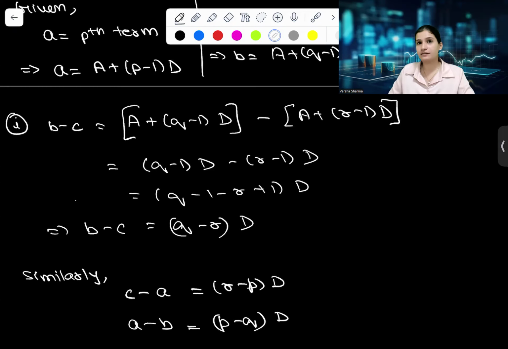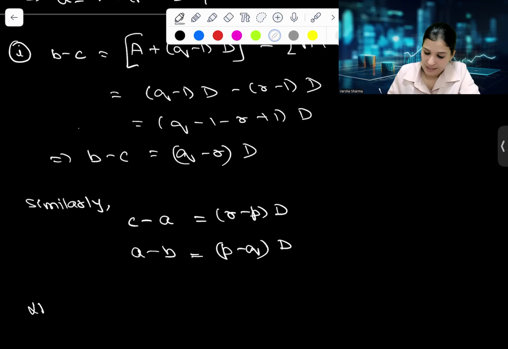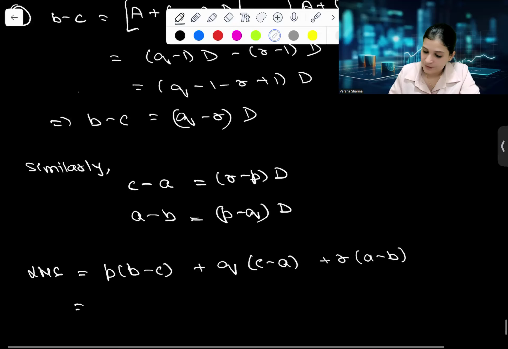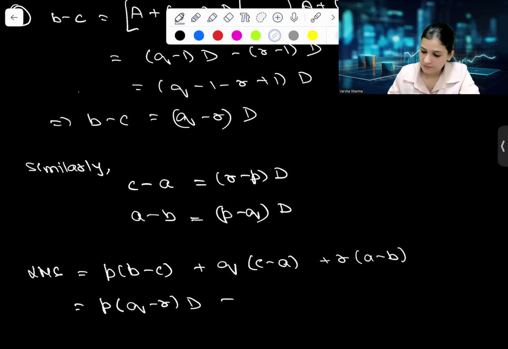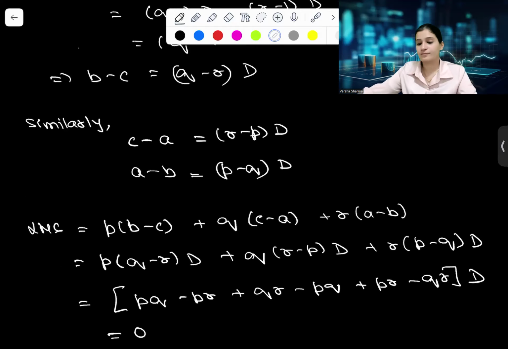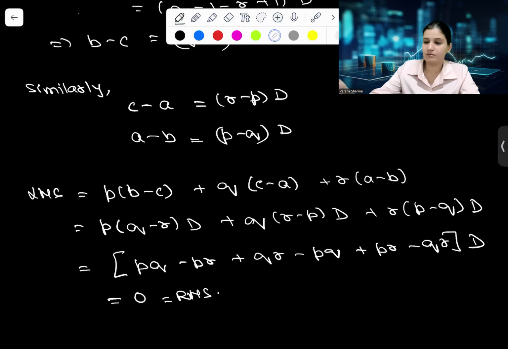Is it clear till here? Yes, ma'am. LHS: P into B minus C plus Q into C minus A plus R into A minus B. P into Q minus R D plus Q into R minus P D plus R into P minus Q into D. Taking D common, PQ minus PR, QR minus PQ, PR minus QR, D. That makes it 0, which is our RHS. Yes?